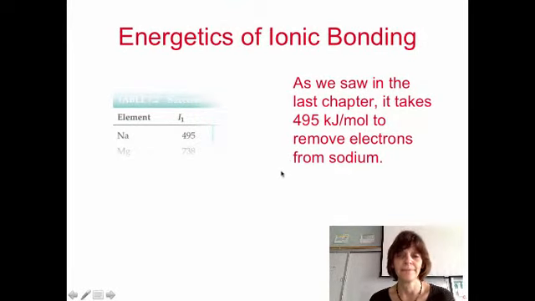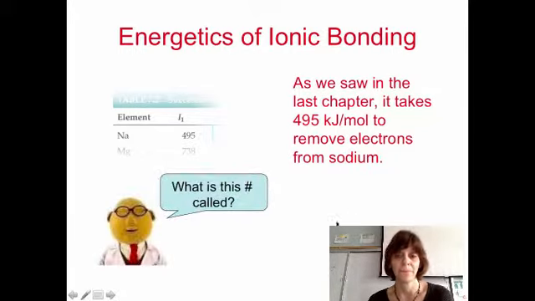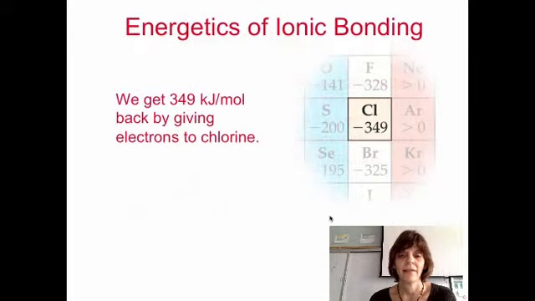First, ionic bonding. Okay, we looked at some trends in the last chapter that had to do with electrons being added or taken away. So, for instance, we saw that it takes 459 kilojoules to remove electrons from sodium. So you have to input that much energy. It's called the ionization energy.